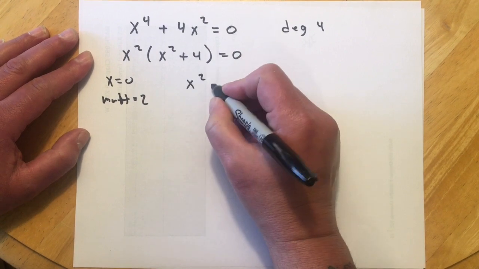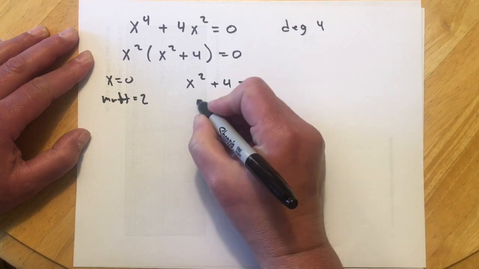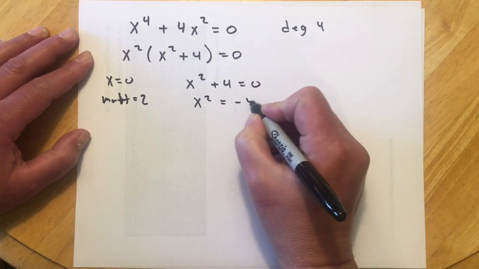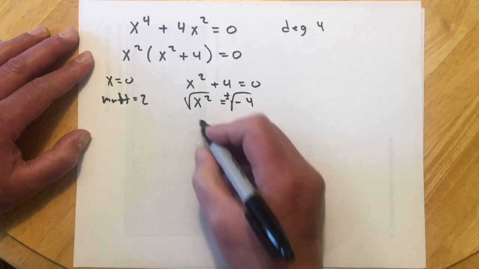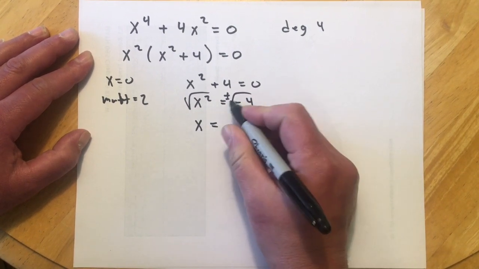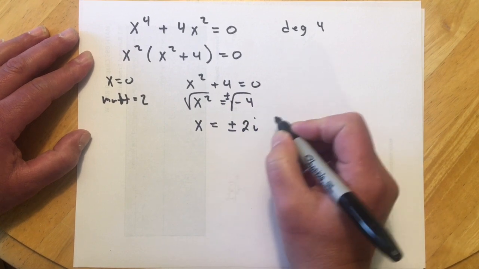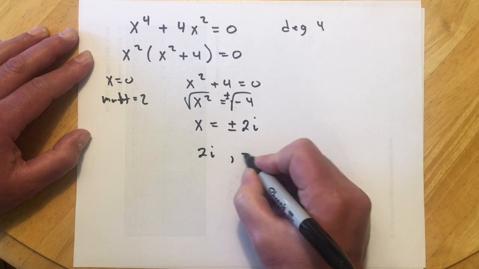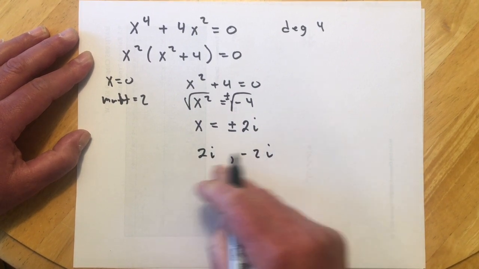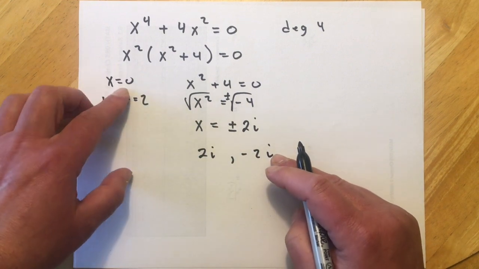So if I went to solve it, I can't factor because of the plus. I bring the 4 over, and then I can root both sides, and I make sure I get the plus or minus. So what I get is x equals plus or minus the square root of negative 4, which is plus or minus 2i. So then I have solutions of 2i and negative 2i. And those are both multiplicity 1. So that's 1, 2, and then 3, 4 zeros here.